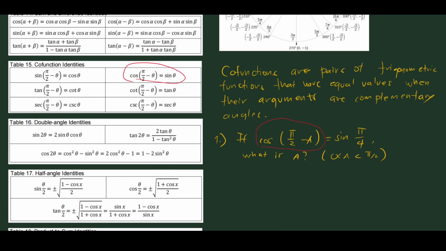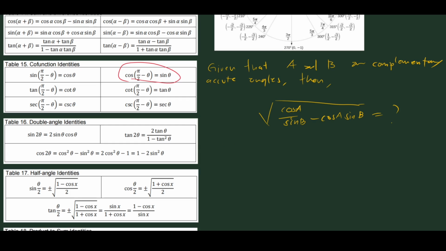So we can see it right here. This is actually equal to sine theta, or in this case, sine a. So sine a is equal to sine pi over 4. So if we want to find a, if this equality is true, then therefore a is equal to pi over 4, right? Because we use the sine function on both of these angles, and they are equal, therefore a is equal to pi over 4. Okay?